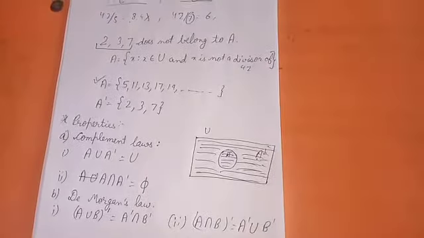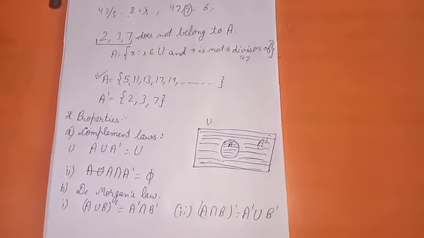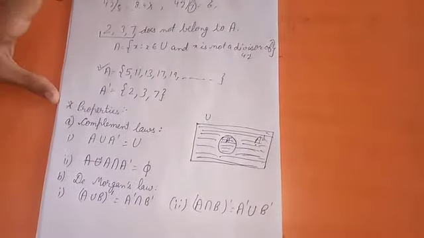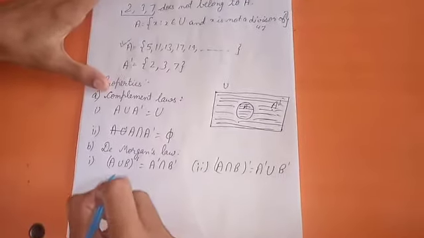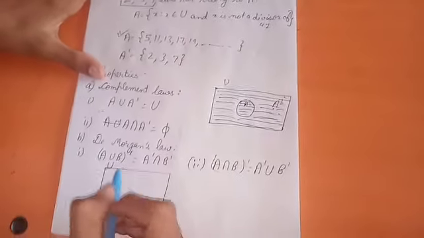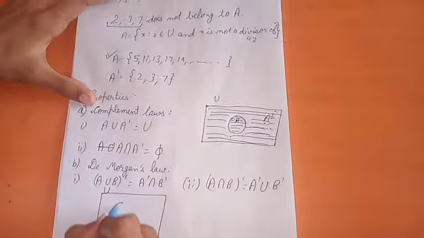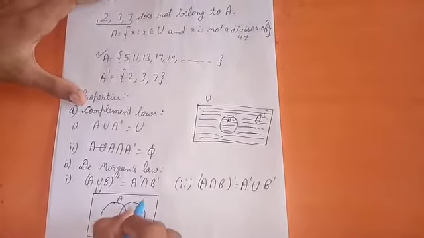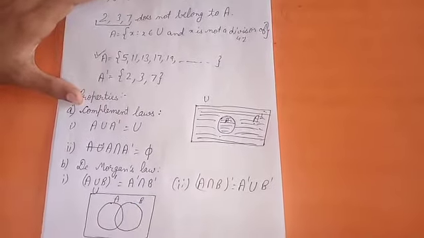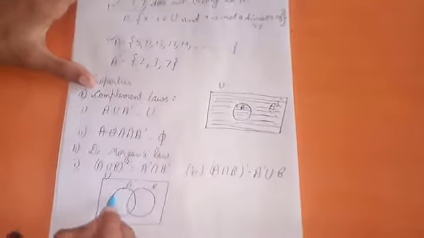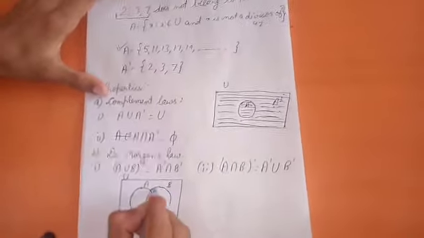Okay, these are quite easy but somewhat difficult to understand without Venn diagrams. So first of all, we can use Venn diagrams. Okay, it is my universal set U, and I have two sets A and B. Now what is A union B? A union B will be this area.